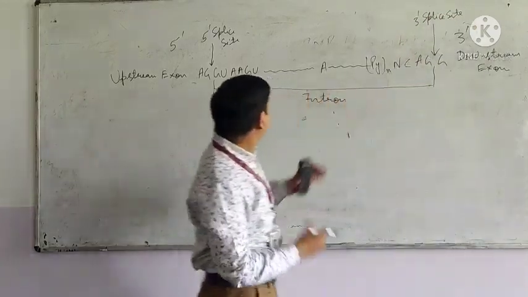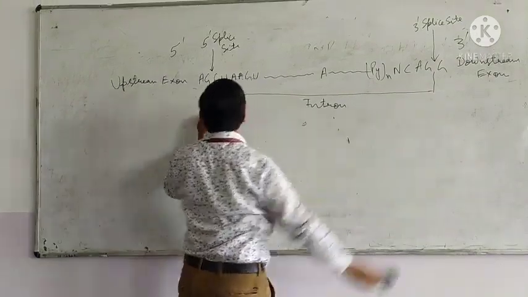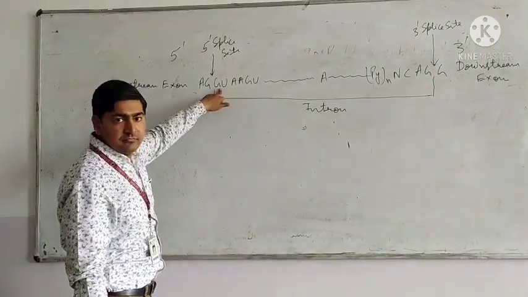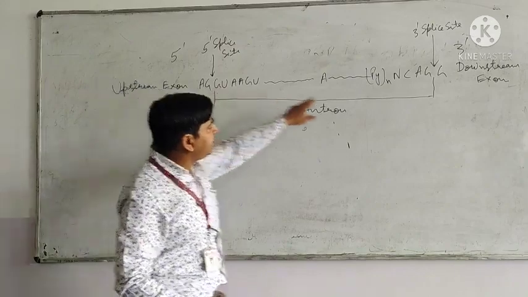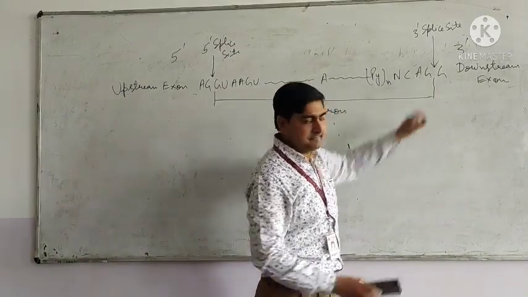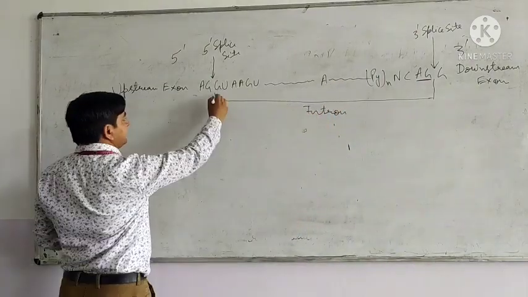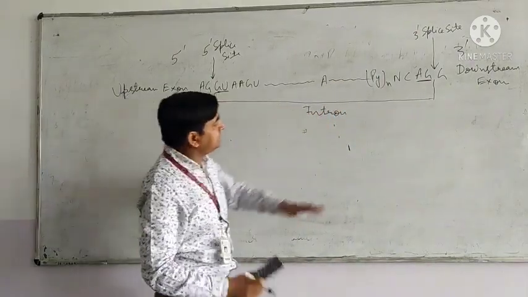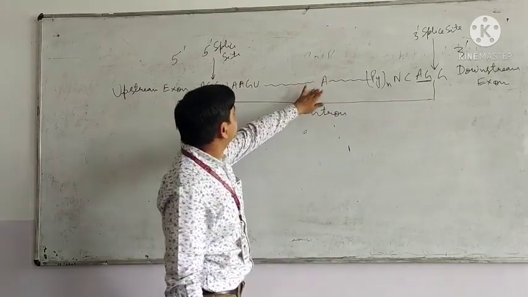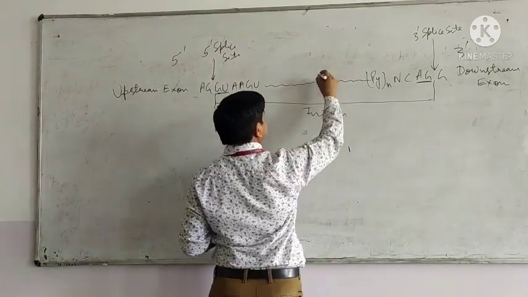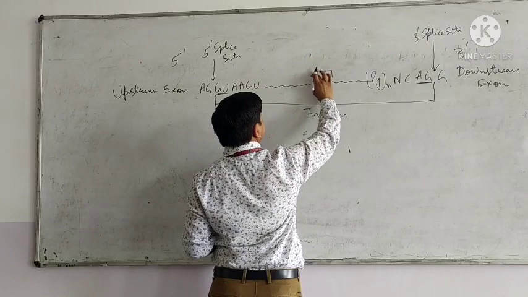So splicing occurs there. This is the intron. Actually, the intron starts with GU and ends at AG. In all cases, it starts from GU and ends at AG. And in the middle there is a branch site. This is a branch site.